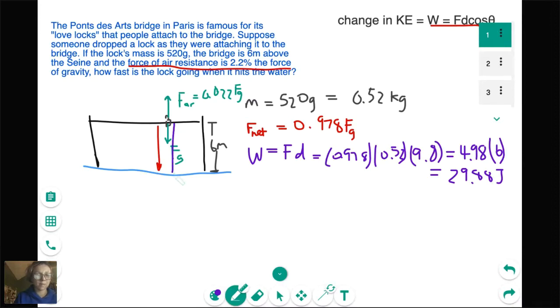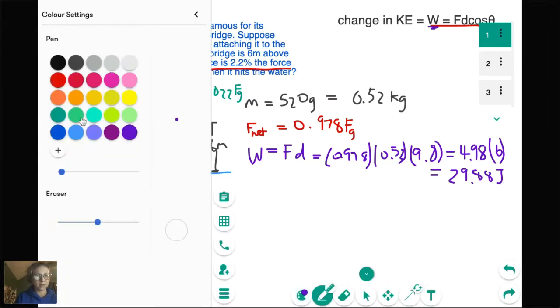And so at the bottom, when it reaches the river, up here it had 0 kinetic energy. By the time it gets down to the bottom, I can say the change in kinetic energy is equal to the work that I just calculated. So that 29.88 joules, that's how much kinetic energy it has at the bottom. And so from there, I can just plug in the equation for kinetic energy to find out how fast it's going when it hits the water.